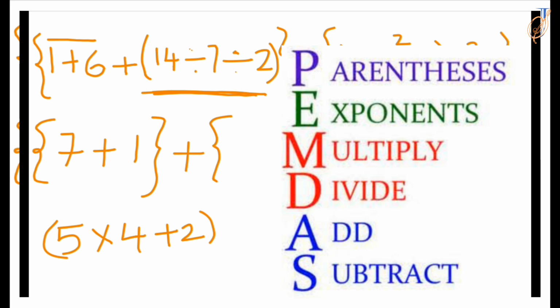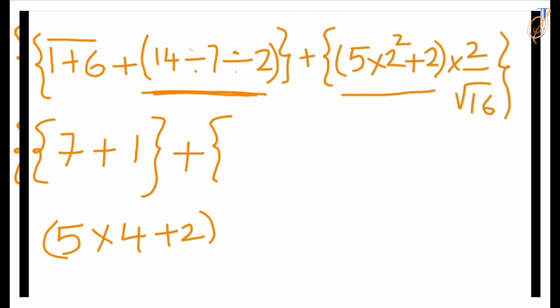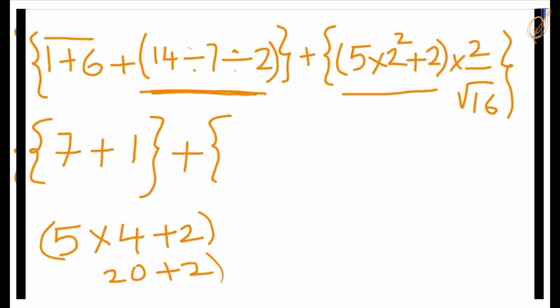So which do you have to do first? Again you have to follow the PEMDAS rule. So after exponents you have multiplication. So you have to do multiplication. So 5 times 4 is 20. Then plus 2 is 22.